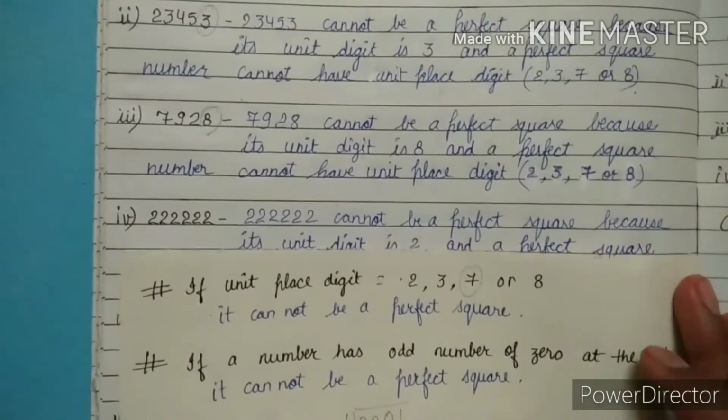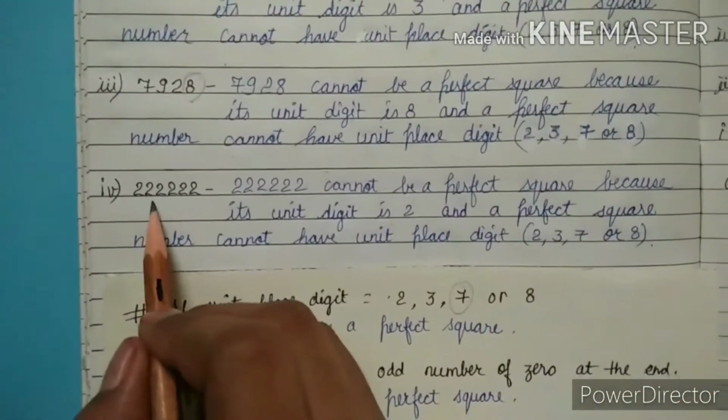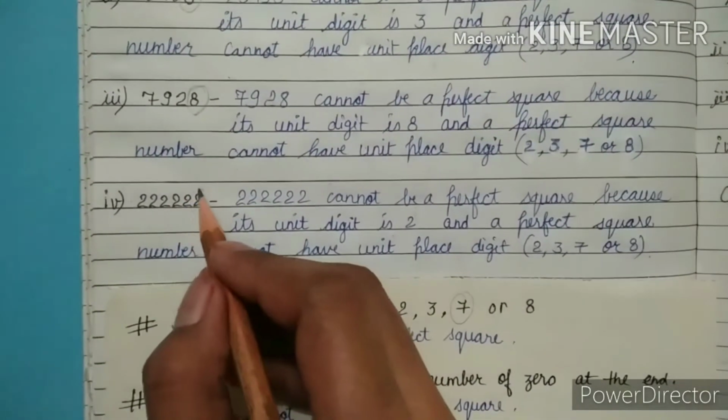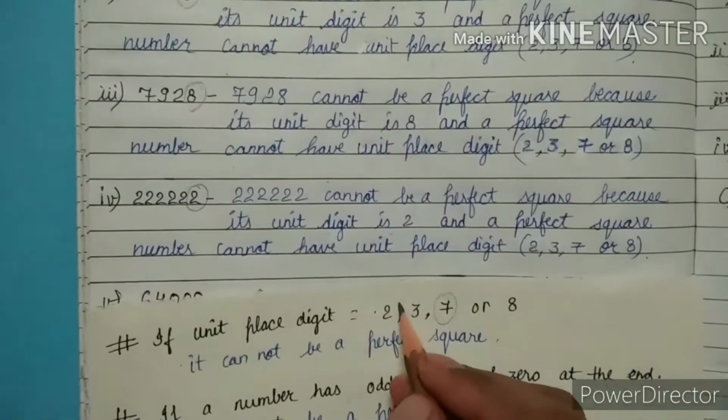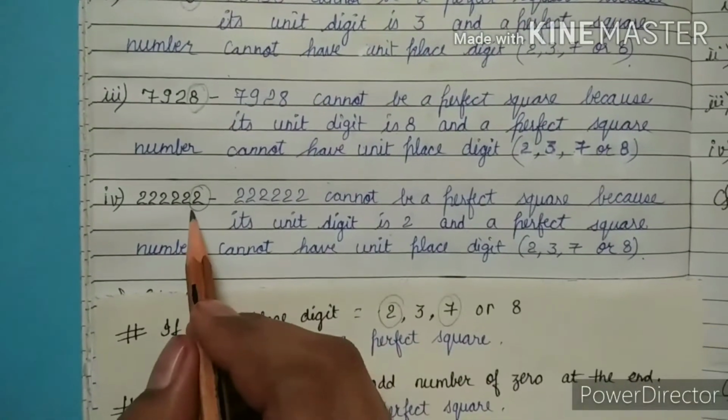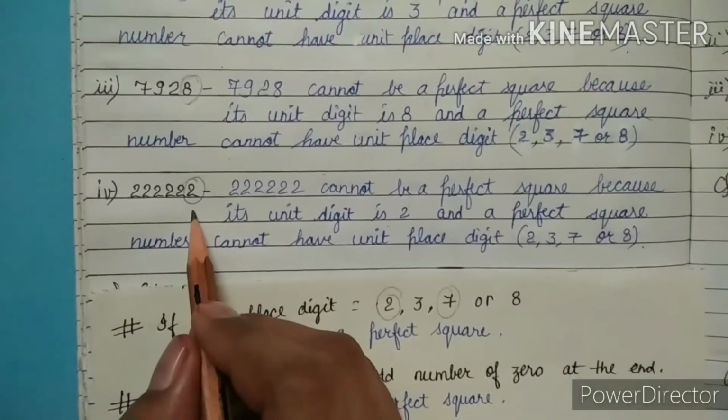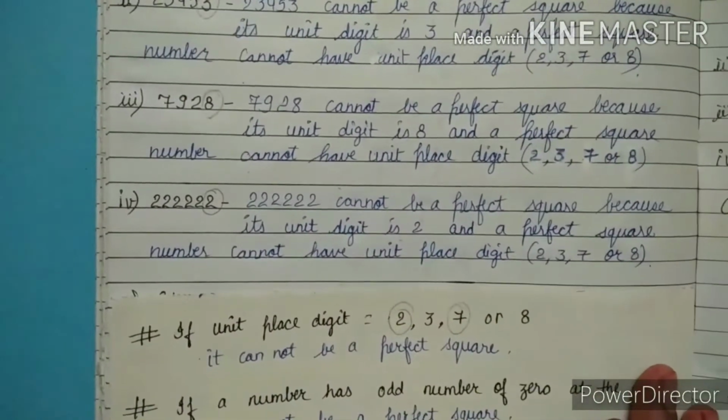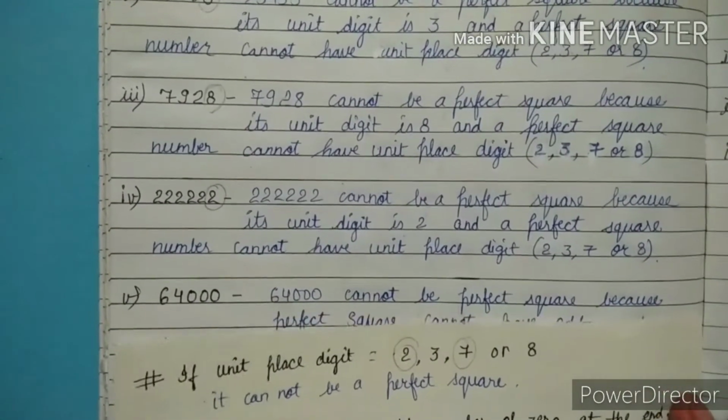Okay. Now fourth is 222. Here again we got 2 on the unit digit, so it cannot be a perfect square. The reason we are taking from the previous section.